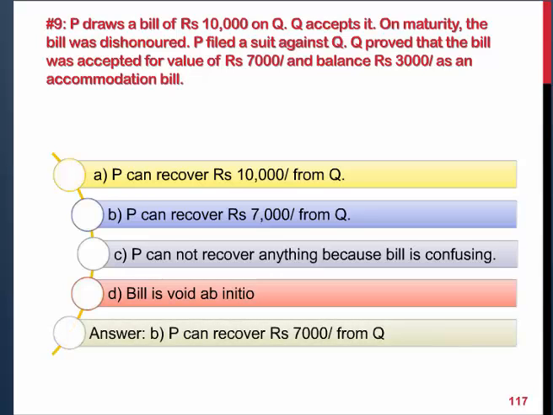The correct answer is option B. P can recover 7,000 from Q. In an accommodation bill, the relation between the drawer and drawee is not that of creditor and debtor. Hence, P cannot recover rupees 3,000, which was for accommodation. Section 44: when the consideration for which a person signed a note, bill or cheque is partly absent, the claimed amount is proportionately reduced. Hence, the correct option is option B. P can recover only rupees 7,000 from Q.